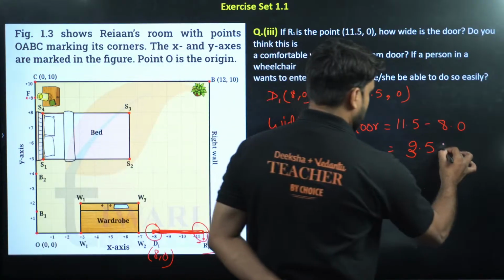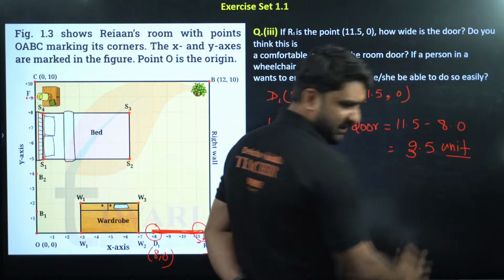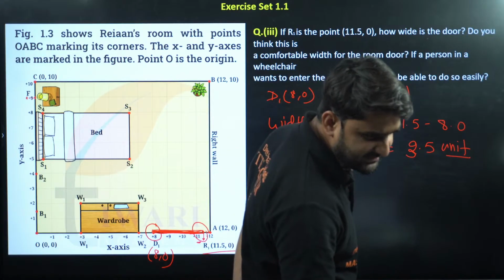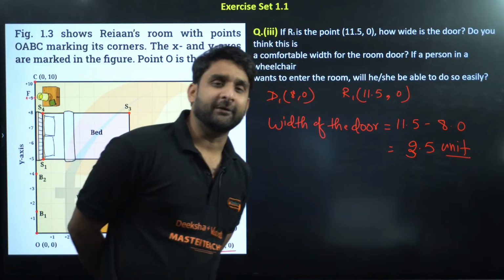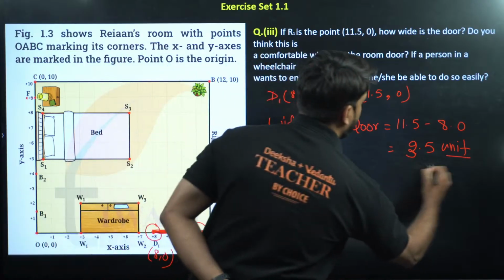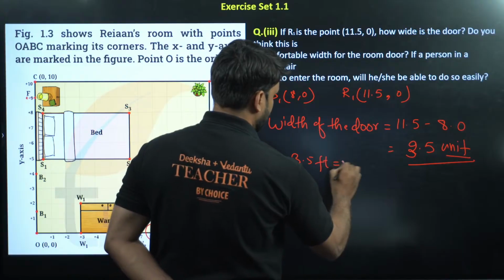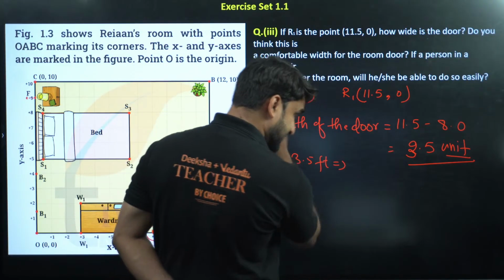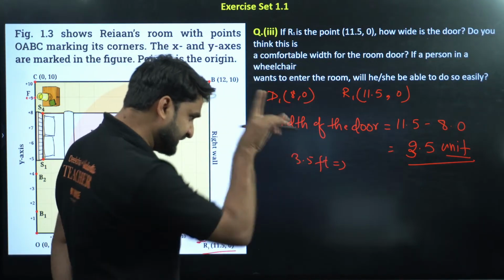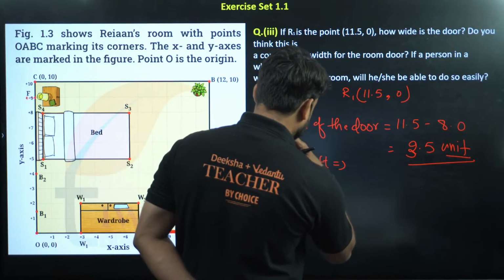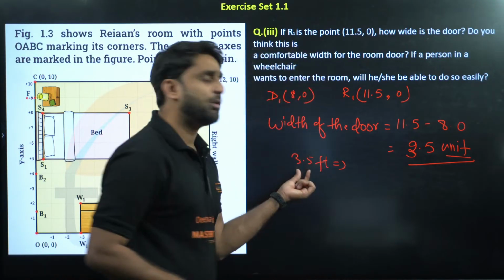3.5 unit. And if we write, anyone is there? I'm looking at your chat section. Anyone is there? 3.5 feet. So 3.5 unit will be 3.5 foot. So 3.5 foot can be written as 3 times 12, 36 plus 5. Yes, this is 3.5 feet.